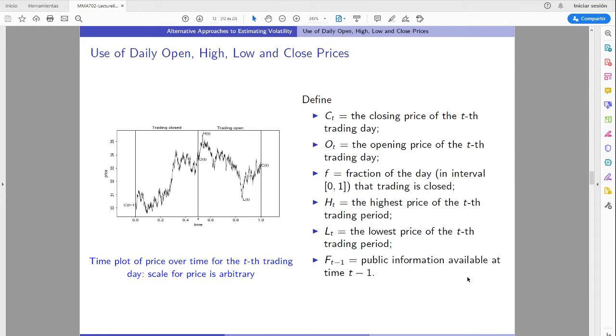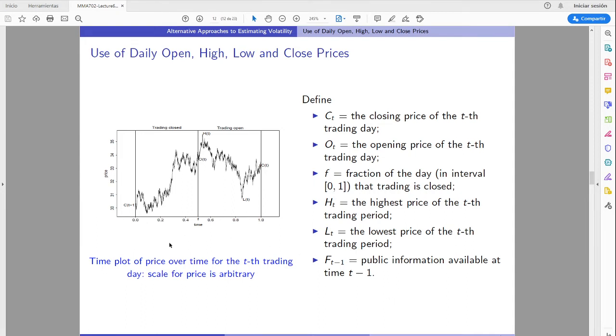So, a different thing we can do. A different approach for estimating volatility is the use of daily open, high, low, and close prices. We're going to call them like this: C for close, O for open, F for fraction of the day, when the day goes basically from 0 to 1, where 0 is 00:00 and 1 is 23:59. H for the highest, L for the lowest, and big F for public information available at the proper time.